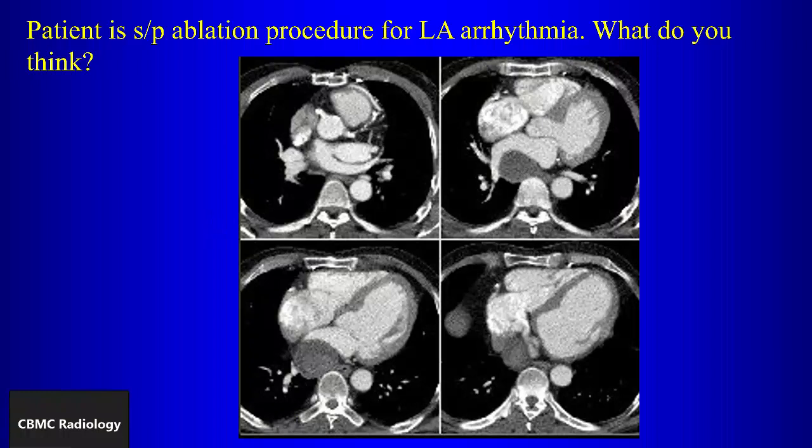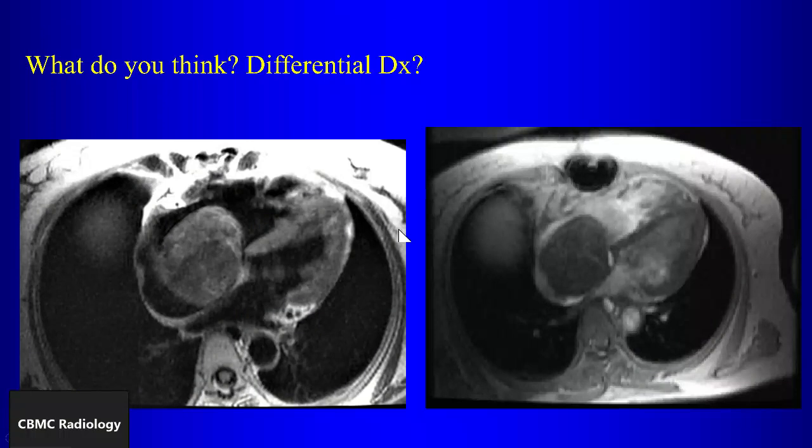So as a complication of the ablation, they kind of burn the endocardium around the ostia of the pulmonary veins, and then sometimes they can develop hematoma. So this is hematoma, but it's actually in the wall of the left atrium.